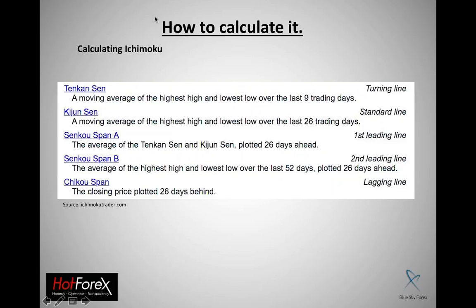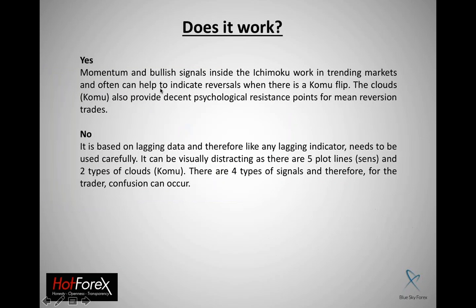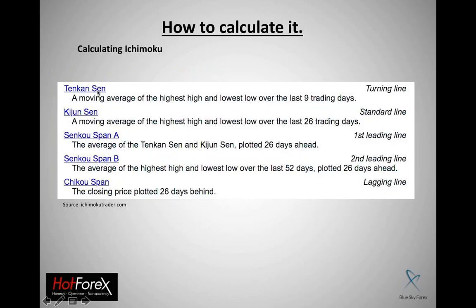So, how do you calculate Ichimoku? I briefly mentioned earlier. You have the blue line, remember, the quick line, the moving average, and the red line, which is a slower line. These are known as the Tenkan and the Kijun Sen respectively. Okay, and it's literally just moving averages over the past 9 periods.